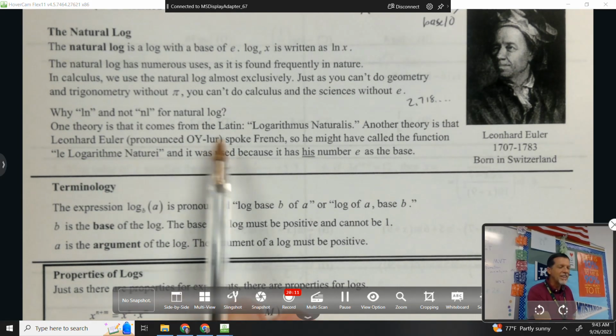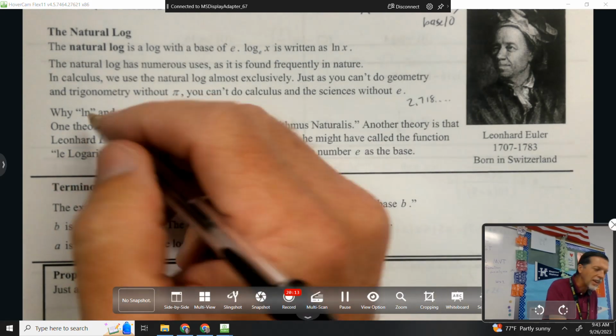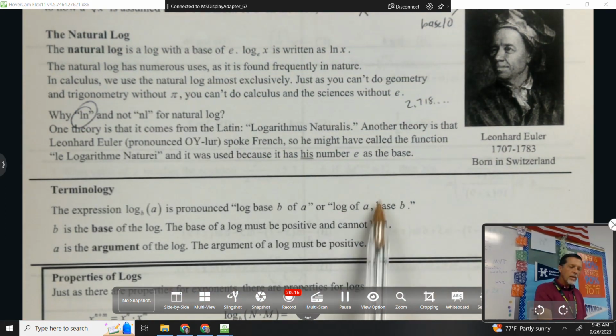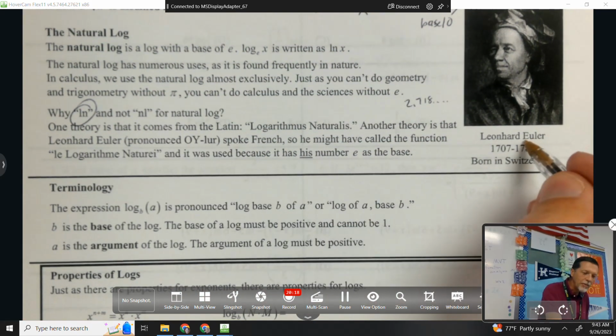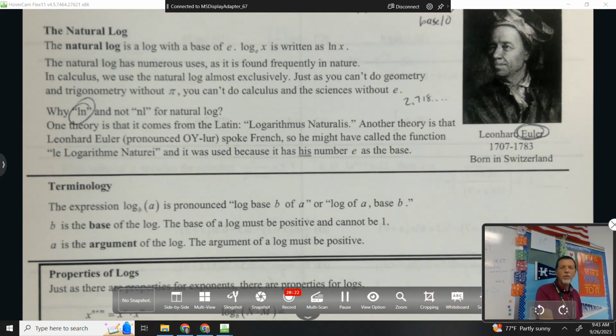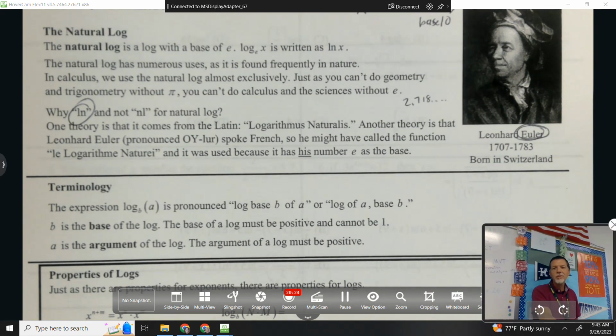Either way, ln, natural log, nl, but again, it's ln. And e, right, when you come up with stuff, you get to name stuff after you. So Euler, his name started with E, so we get to use the E for his name.